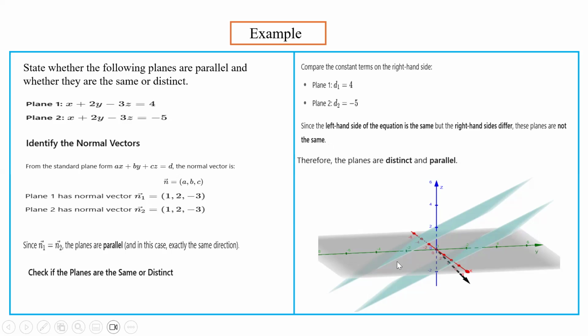Here we have a diagram showing us that the planes are indeed parallel, but they're distinct, meaning the two lines are not exactly the same. We have some points differing there. As you can see, there's some space between the red line and the black line.